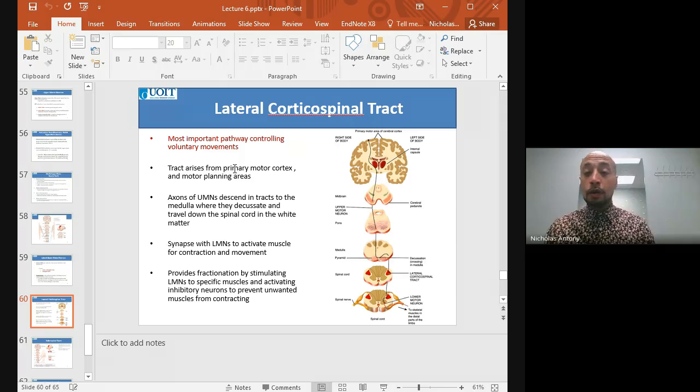Remember, the pathway for our motor neurons is two neurons: upper motor neuron, lower motor neuron. The upper motor neuron comes down through the spinal cord in the white matter via the medial or lateral upper motor neuron tracts. The lateral corticospinal tract is the largest, and it's for voluntary control of our muscles.